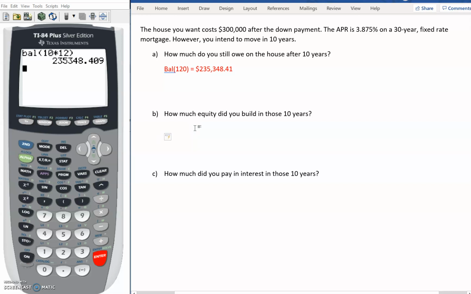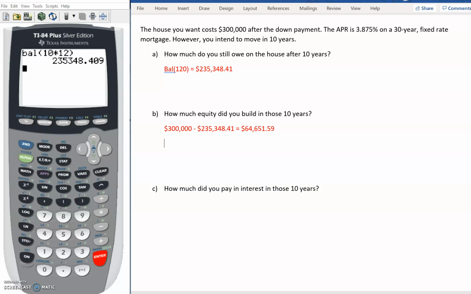One of them, we could say, originally our mortgage was for $300,000. If we have paid down to $235,348.41, here's the number that we actually built in equity, essentially the amount of money we have officially paid down on this house. So this is one way to do it, just by subtraction, and we would get 64,651.59.